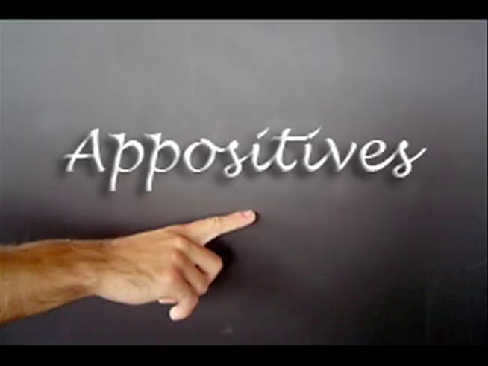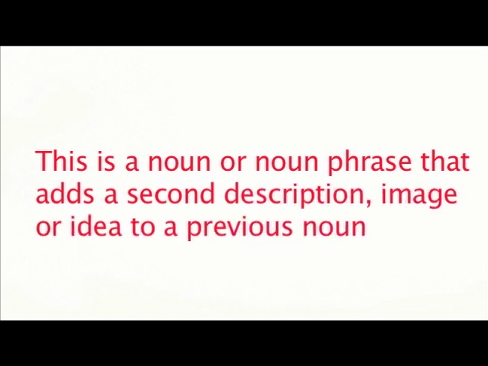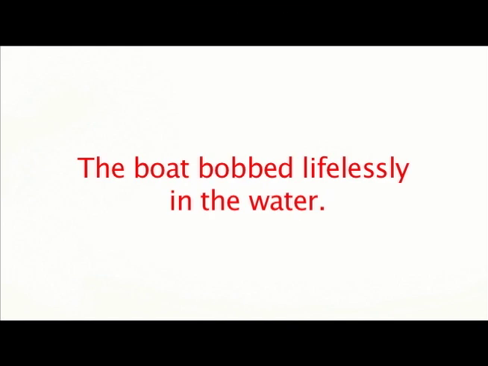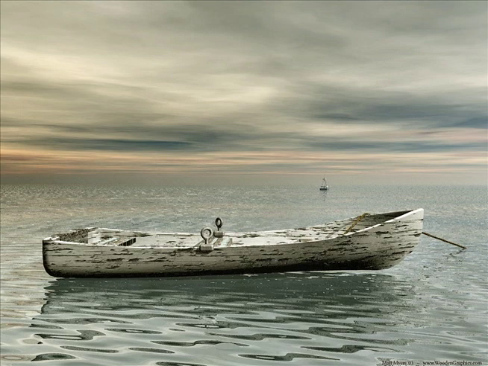Third, we have an appositive. This is the noun or phrase that adds a second description, image, or idea to a previous noun. So basically, you are renaming a noun. Let's practice. Our sentence is: the boat bobbed lifelessly in the water. Now let's add our appositive. The sentence now reads: the boat, a small weathered vessel with a faded inscription on the stern, bobbed lifelessly in the water. Could you picture the boat?